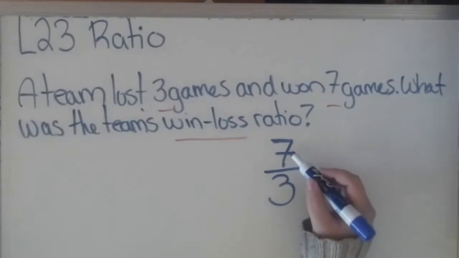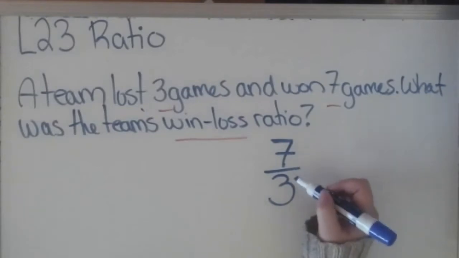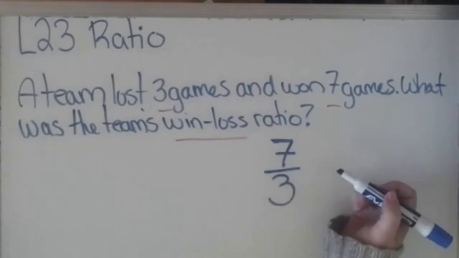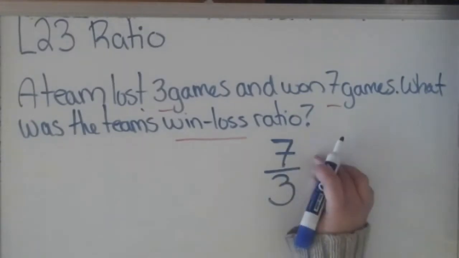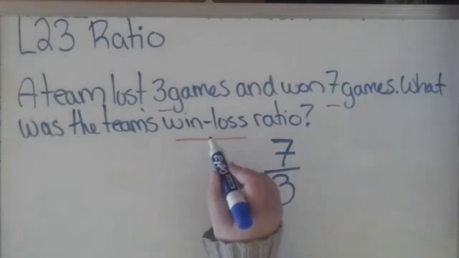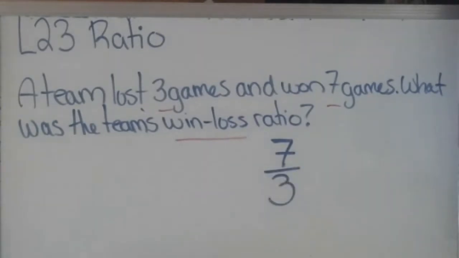Win-loss ratio. Win of 7, losses of 3. 7 to 3, win-loss ratio. That's all that ratio is: you take your two numbers and place them in the correct places. Top is your first, bottom is your second. Win, loss, win, loss. Let's look at a slightly different problem.